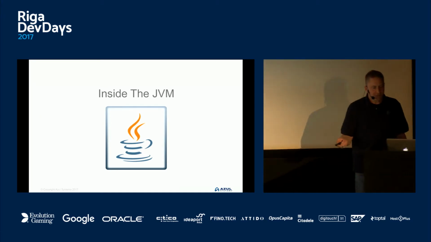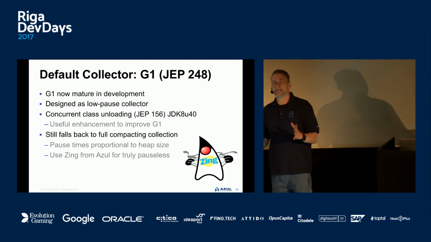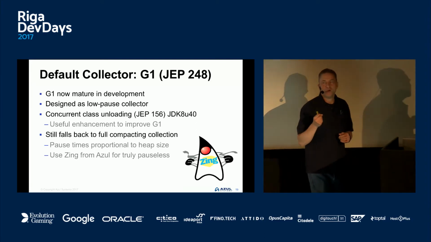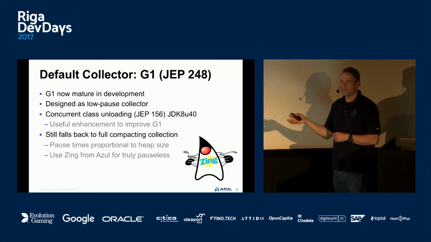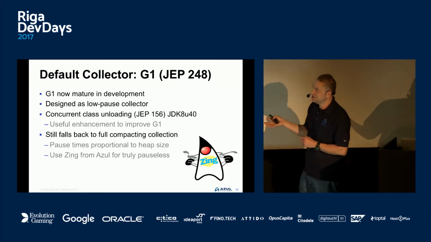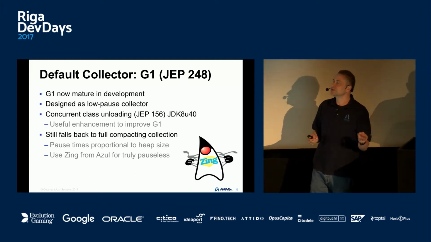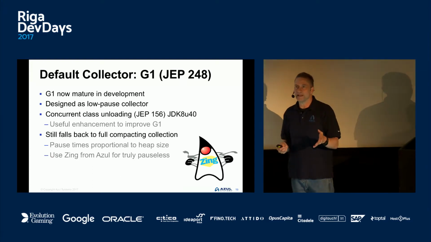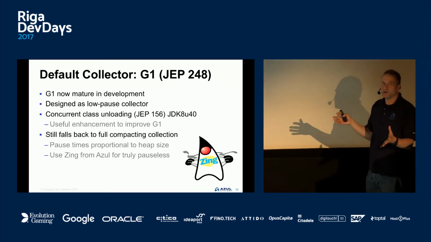Things changing inside the JVM. The default collector is now changing. Rather than being the parallel collector, which is what you would get by default on a server class machine, where a server class machine is defined as one that has 2 or more cores, 2 or more gigabytes of memory, and isn't running Windows, then you would get the parallel collector.